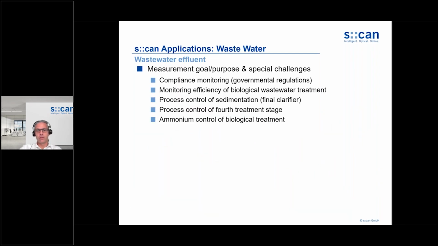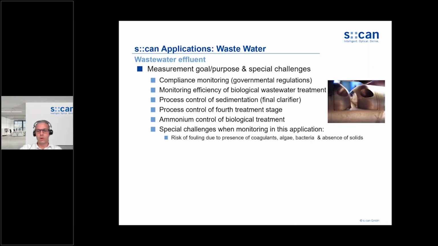What is the measurement goal and the purpose in this application? Compliance monitoring. A lot of governments force the wastewater treatment plants to monitor the quality of the final effluent. The monitoring of the biological wastewater treatment plant's efficiency. Process control of the sedimentation in the final clarifier. Process control of the fourth treatment stage and ammonium control of biological treatment. Special challenges when monitoring this application is fouling due to coagulants, algae, bacteria, and the absence of solids.